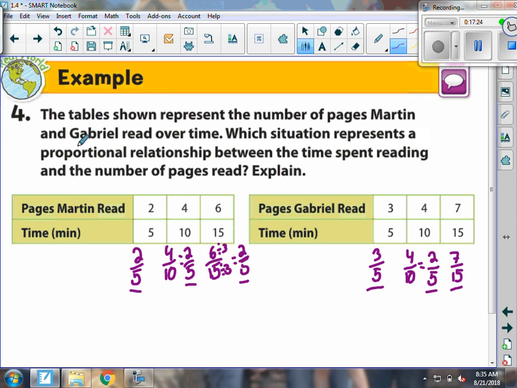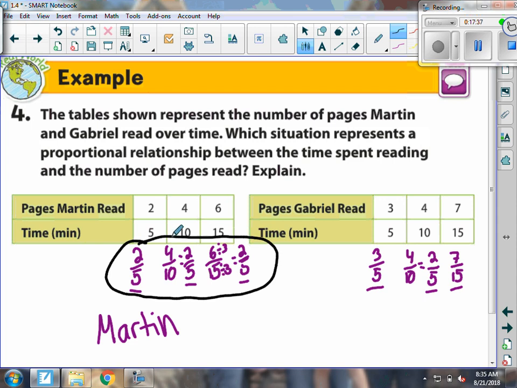Okay. So which situation represents a proportional relationship between the time spent reading and the number of pages read? Martin's does. And explain. Remember, if you show your work, you show me your fractions, I count that as your explanation. If you choose to not show your work, then you need to write a complete sentence that makes sense and explains why this one's proportional and this one's not.